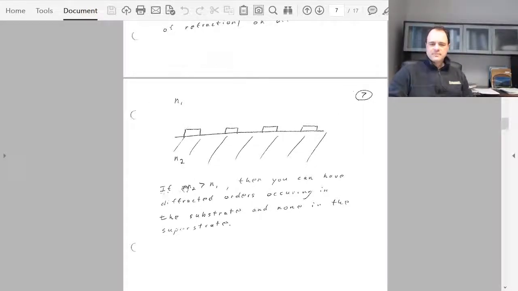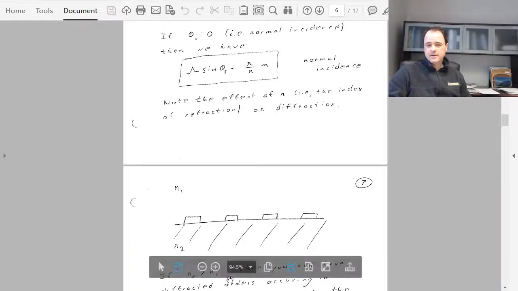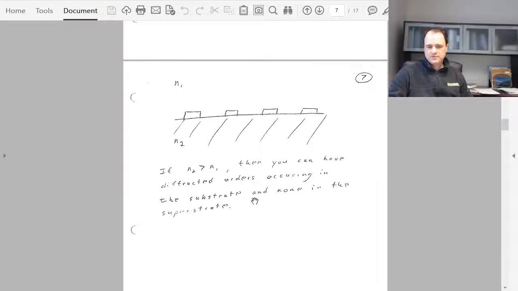And this is applied to both the top and the bottom. So in the top you may have a different dielectric constant n1 than what you have in the bottom, n2, and you would apply it to both situations, both materials. So if n2 is greater than n1, then, as you'll see by studying that equation, you can have diffracted orders occurring in the substrate and none in the superstrate.